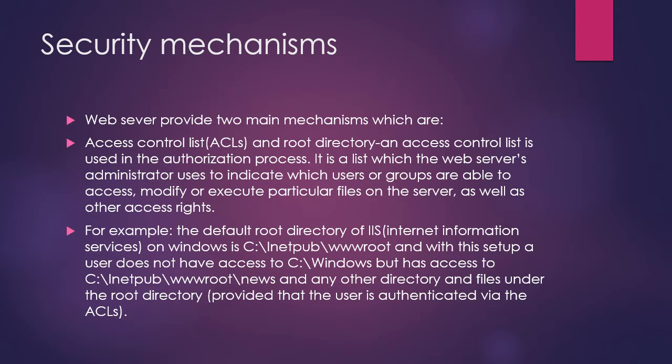For example, the default root directory of IIS, Internet Information Services, on Windows is on local disk C:\inetpub\wwwroot, and with this setup a user does not have access to C:\Windows but has access to C:\inetpub\wwwroot\news and any other directory and files under the root directory, provided that the user is authenticated via the ACLs.